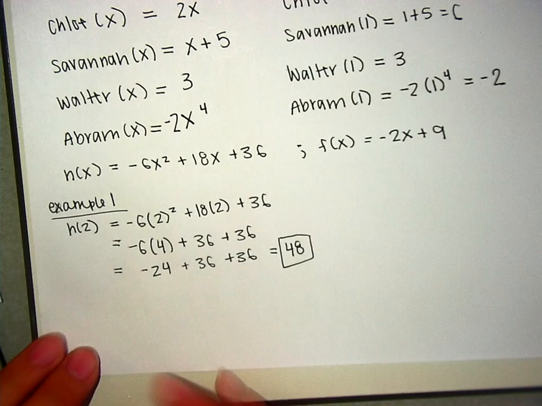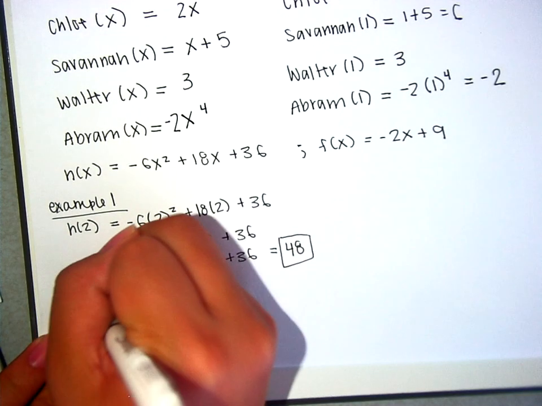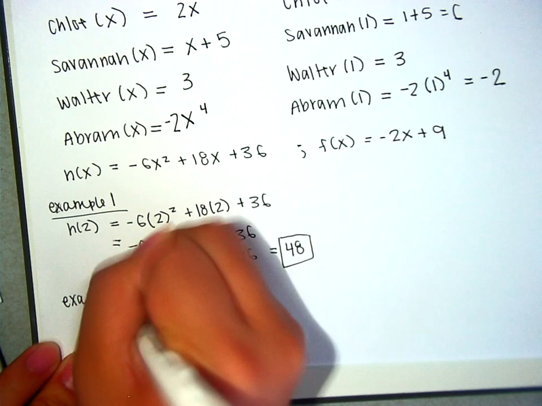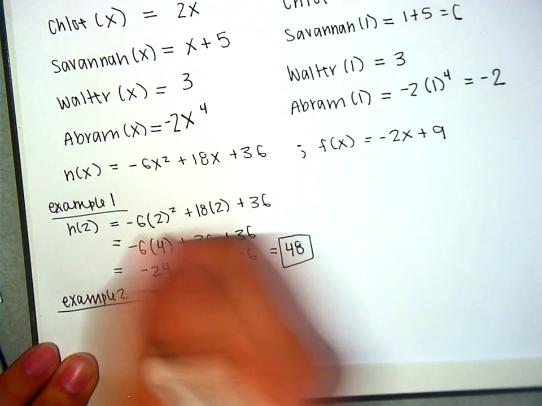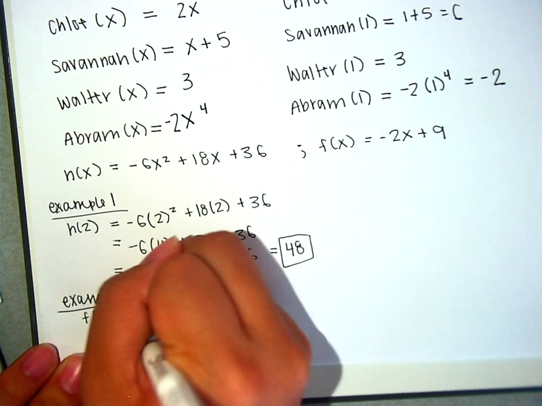Let's do another example. Example 2. We have f of 4 plus 3.